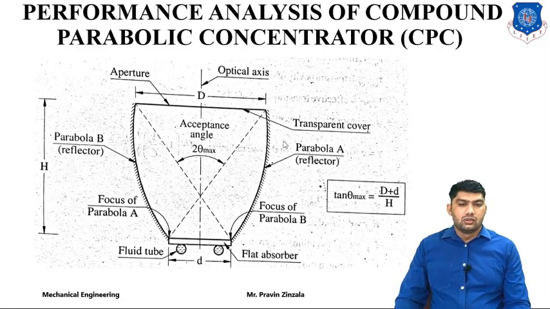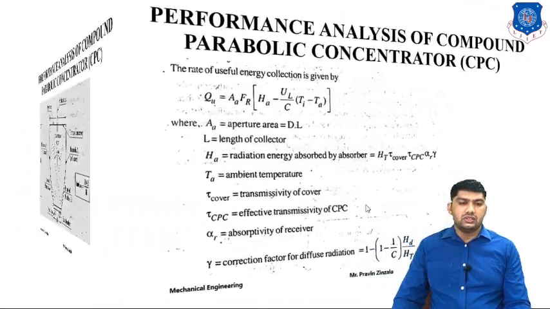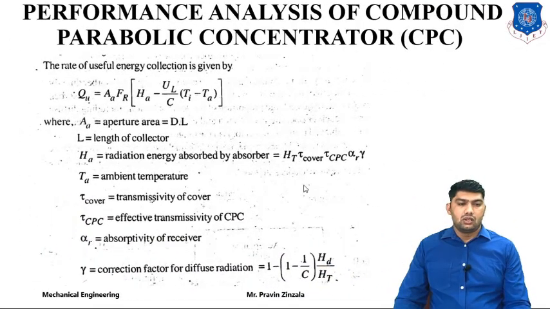Here are the two reflectors, parabola A and parabola B. We can easily calculate our acceptance angle from tan theta max equal to capital D divided by small d divided by capital H. So this was about some nomenclature used for the parabolic collector.